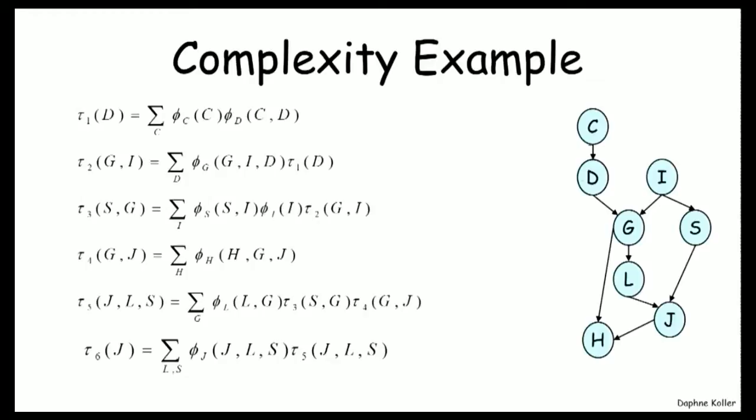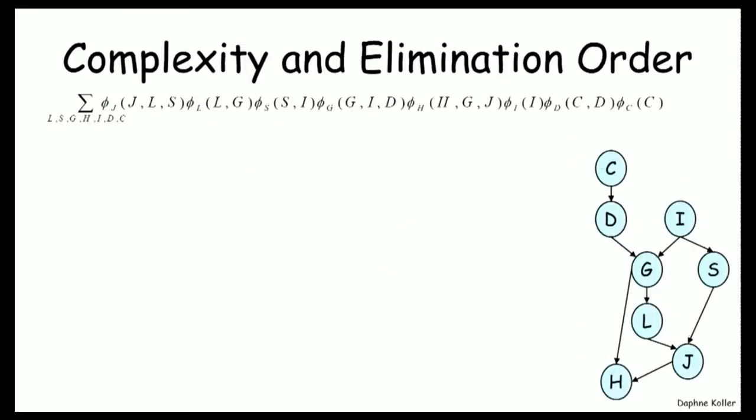We see that we have produced several factors here, and let's write down how many variables are in the scope of each of these factors. This one has 2. This one has 3, G, I, and D. This one has 3, S, G, and I. This one has 3, H, G, and J. This one has 4, L, G, S, and J. And this one has 3, J, L, and S. And so the size of the largest factor is this one that has 4 variables in it. And that is what's going to, in general, drive the complexity of the algorithm. Not in an example as simple as this, but in more realistic examples.